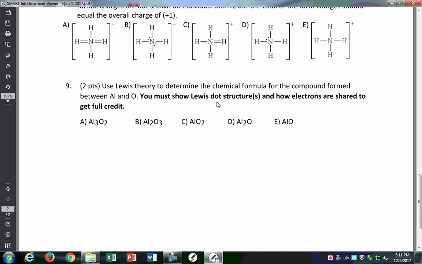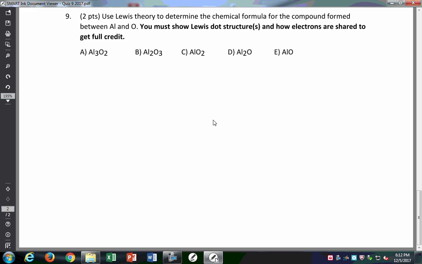Let me do this one down here. So NH4 plus. First off, this one's pretty easy, but let's go through it. I'm going to go through 2 ways to do this. One is the way we went through in class, but the other way we'll look at the dot structures.